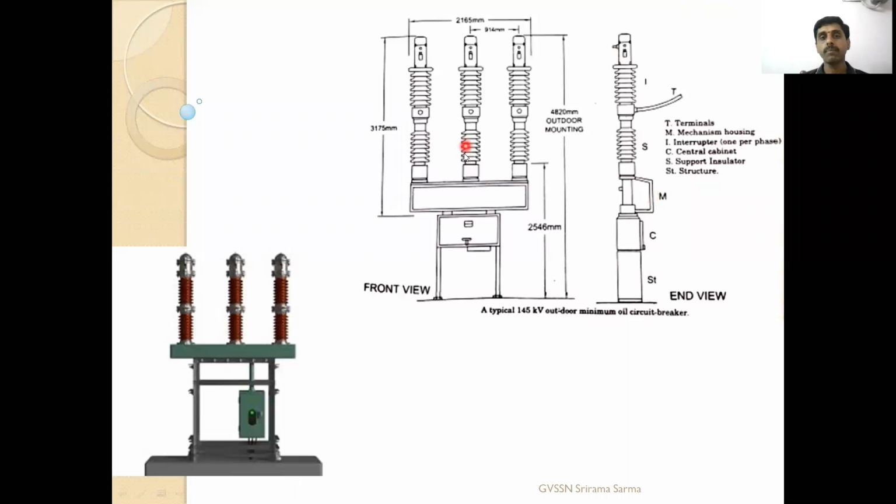So here you can see the practical picture of an oil circuit breaker which has two chambers like this, which are mounted on an insulating structure. This is the one you can observe, where this is the upper chamber, this is the lower chamber. So these are the contacts.